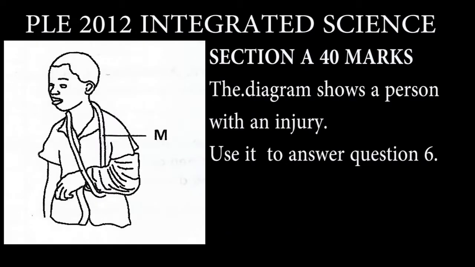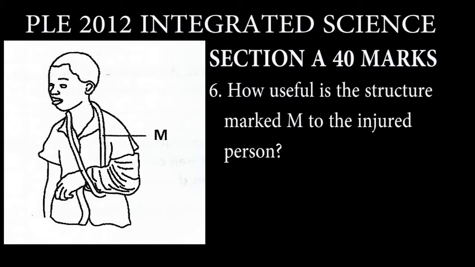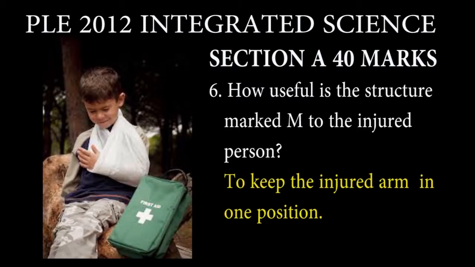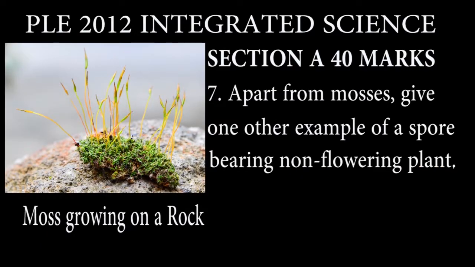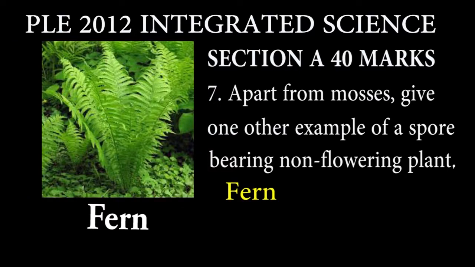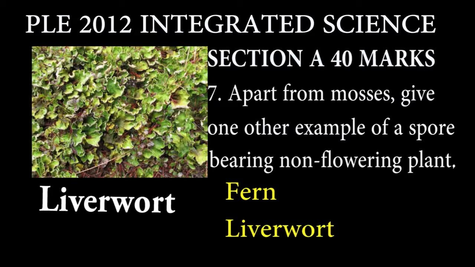The diagram shows a person who is in danger. Use it to answer question 6. How useful is the structure marked M to an injured person? It keeps the injured arm in one position so that the person doesn't feel pain. Number 7. Apart from mosses, give one other example of a spore-bearing non-flowering plant. It can be fern or liverwort.